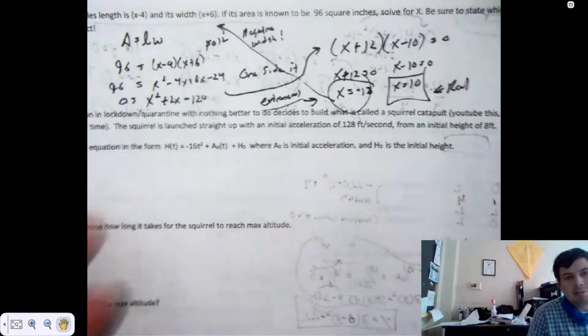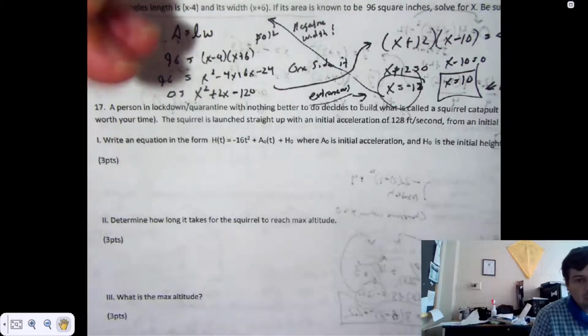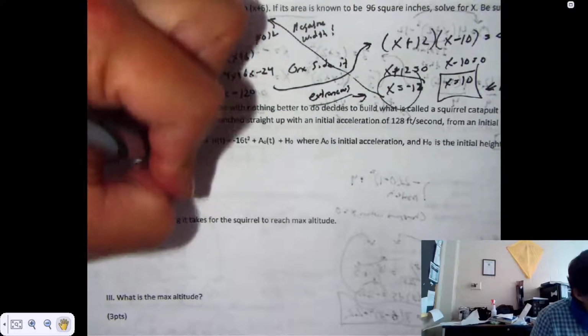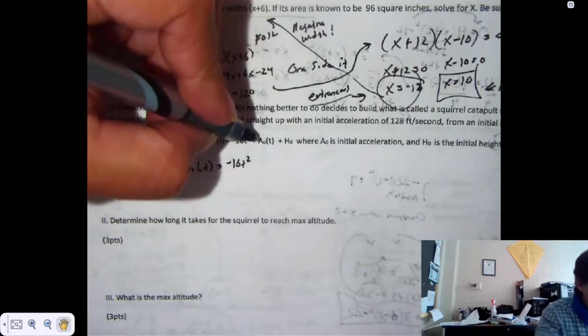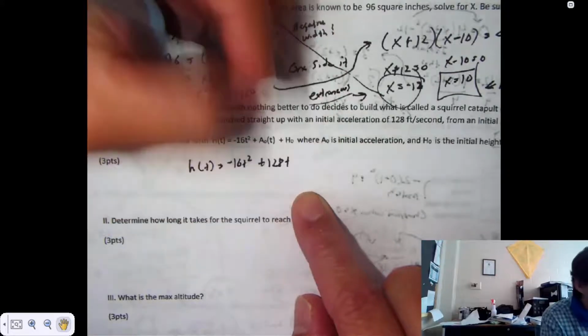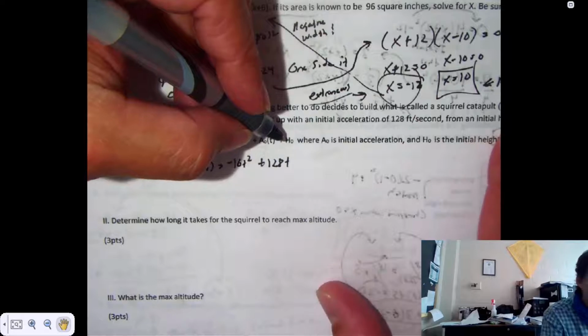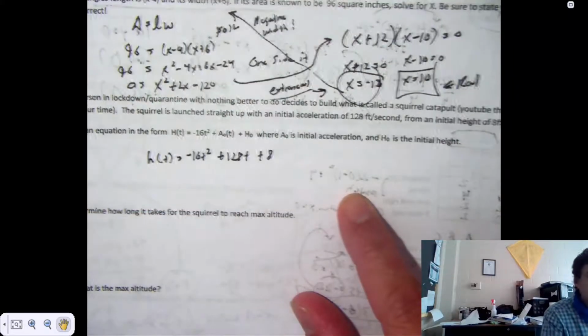So 17 is about a person locked down in quarantine. They're bored. They make a squirrel catapult. Your first task is to write an equation that models this squirrel's flight path. Height as a function of time is negative 16t squared, A0, read the text, initial acceleration, plus 128t, H0, read the text, initial height. Initial height of 8 feet. It's given in the text. Plus 8. Hey, that's easy.